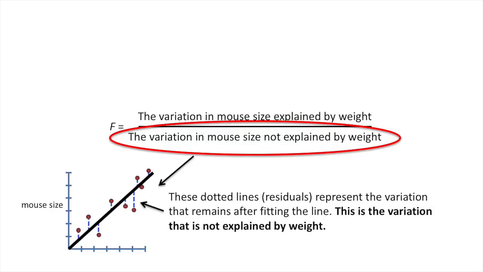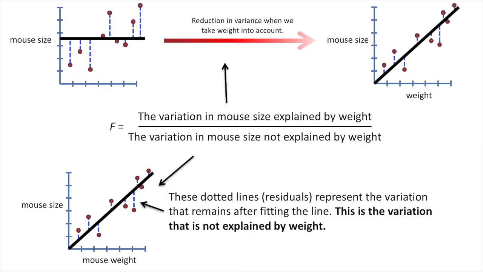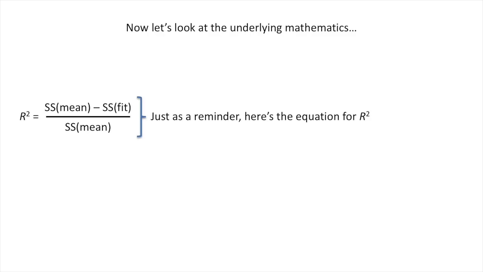These dotted lines, the residuals, represent the variation that remains after fitting the line. This is the variation that is not explained by weight. So together, we have the variation in mouse size explained by weight divided by the variation in mouse size not explained by weight. Now let's look at the underlying mathematics.